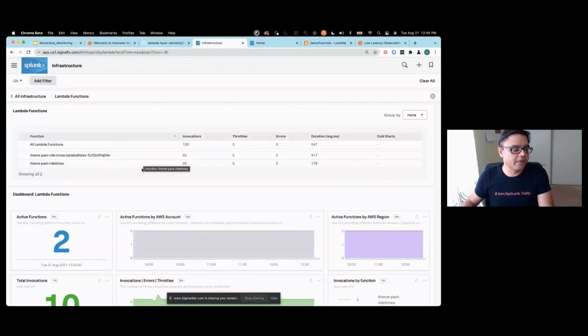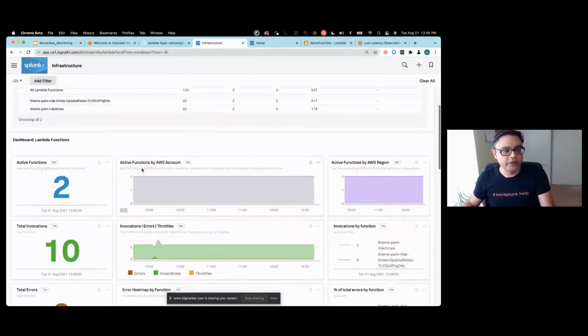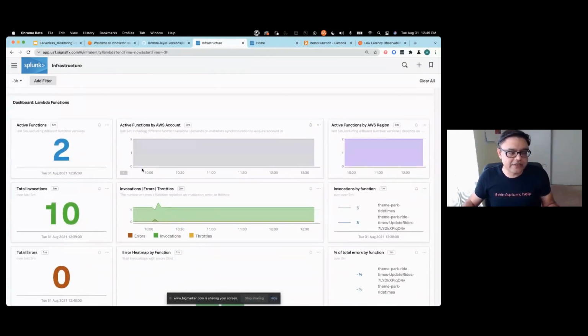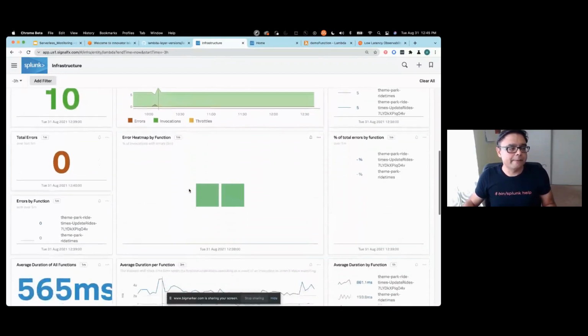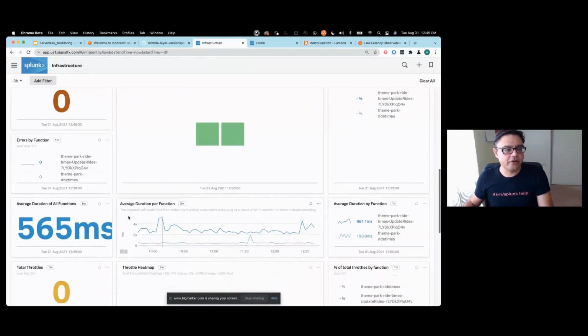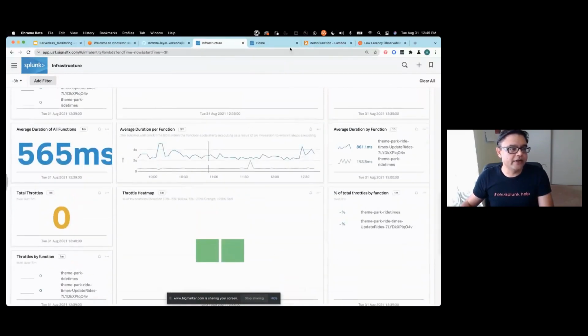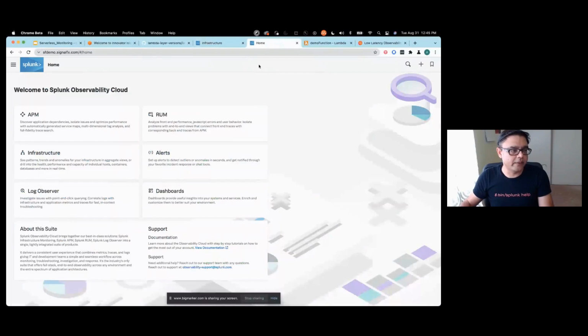I'm looking at the number of invocations by AWS account. I'm using only one account, deployed in only one region, US West 2. And for the number of invocations, was there any error? Was there any throttle? I'm looking at those. And this is the latency, right? The average duration for which I'm billed. All this information, all this visibility is available just by adding that Lambda layer to your container image or to your serverless function. So moving on to a more realistic example, this is our demo environment.